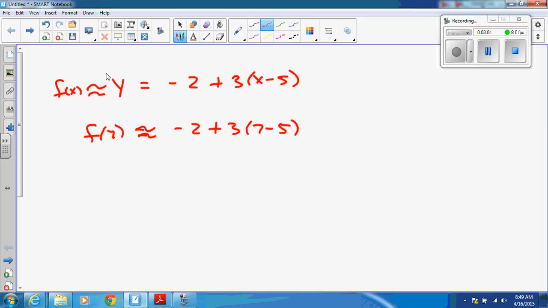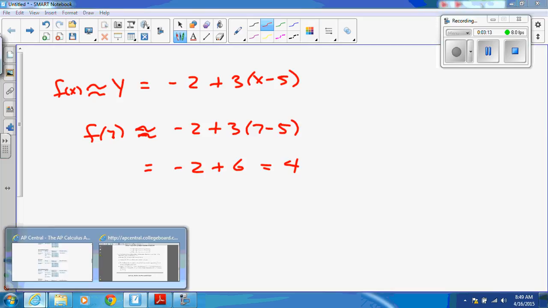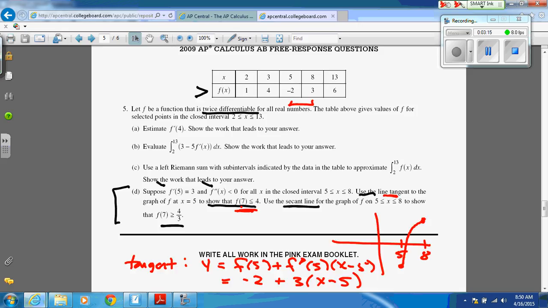f of 7 is approximately -2 plus 3 times 7 minus 5. And when we simplify this, we get 4. Aha! This is a good thing, because the question asked me to show that f of 7 was less than or equal to 4, and I just got 4 as my estimate for f of 7. Now the question is, how do I know that f of 7 is definitely less than that estimate?